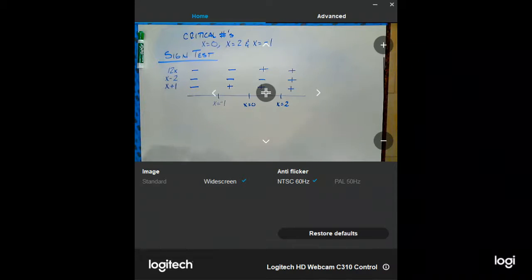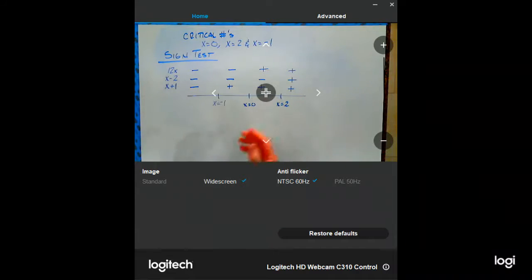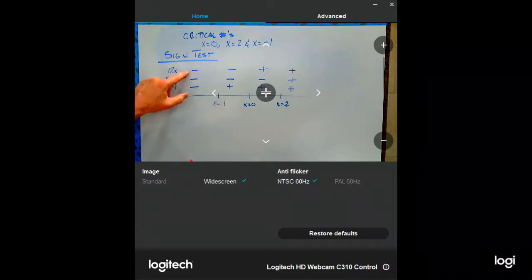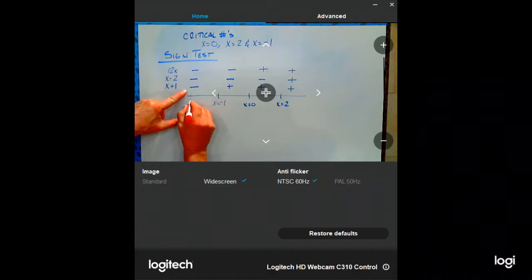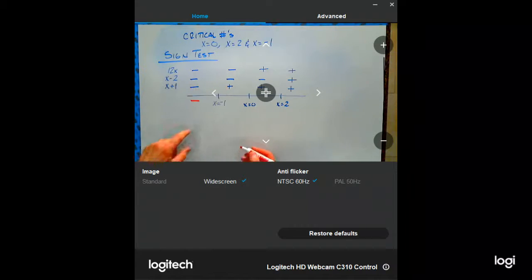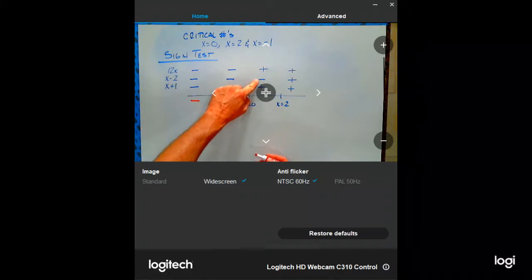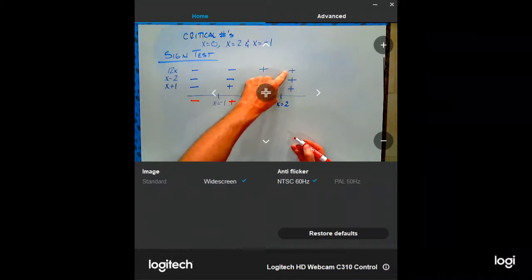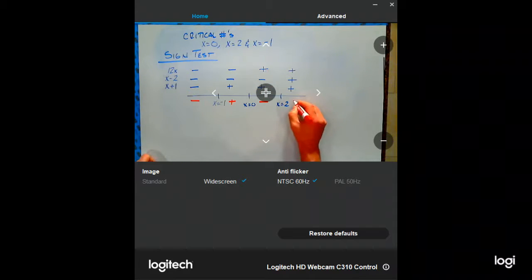Now, the reason we call this the sign test is because what we're interested in is just the signs of each of those factors. So what do we do now? Now we just multiply these together. Negative times negative times negative turns out to be negative. We'll put that here. Negative times positive turns out to be positive. We'll put a plus here. Positive times positive turns out to be negative. We'll put a minus here. Positive times positive turns out to be positive. We'll put a positive here.